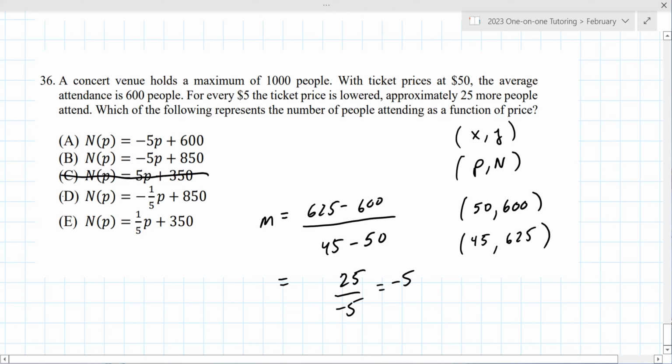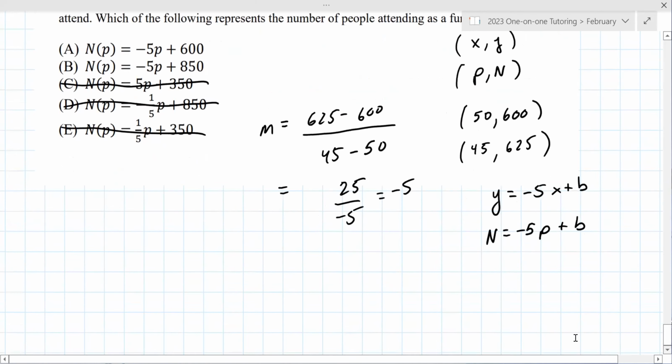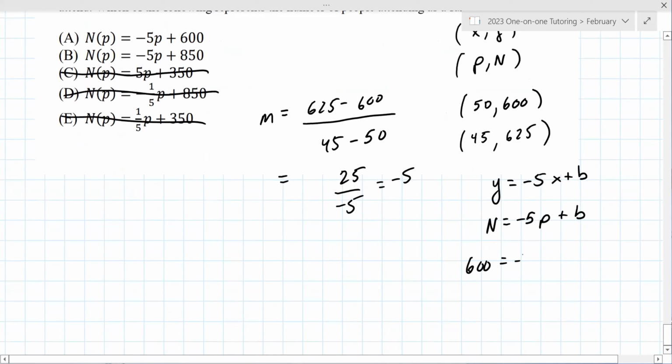So that eliminates a couple of answers here. Once you get that far, y equals minus 5x plus b. And this is when I would probably switch to the other variables. N equals minus 5p plus b. And then you choose one of the data points. I'll just choose the first one. 600 equals minus 5 times 50. 600 equals minus 250 plus b. Add 250 and b equals 850.